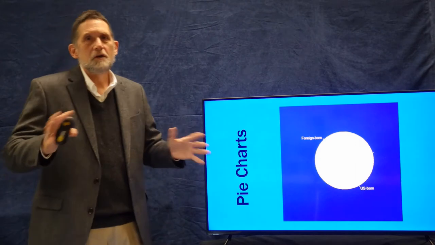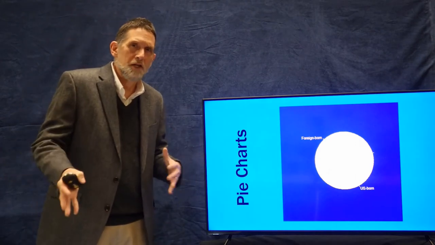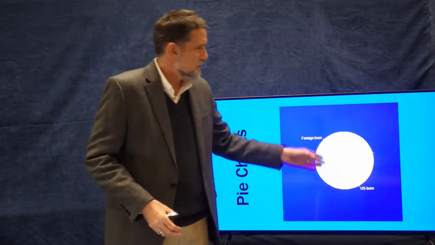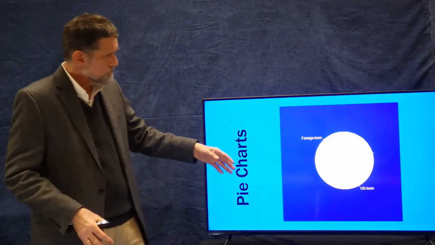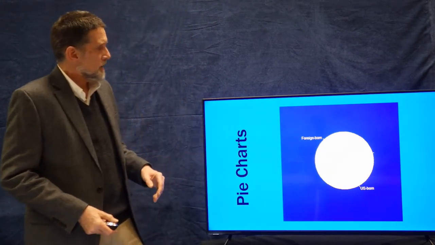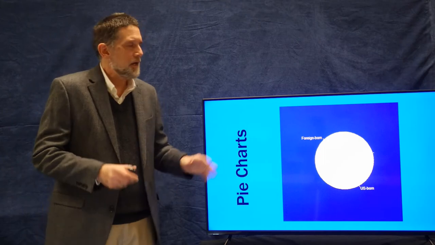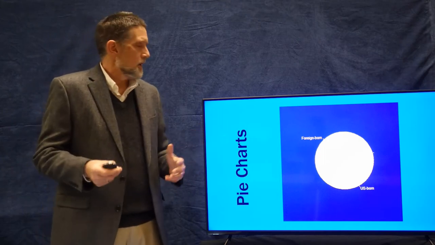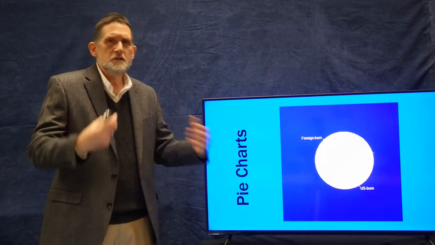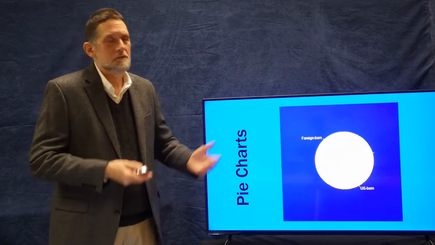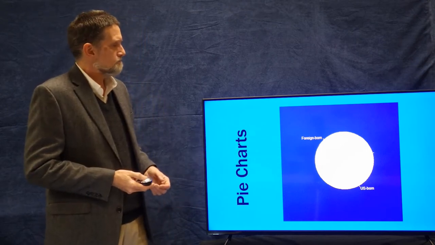They represent, again, the numbers or the percentages. It was about 33 and 67 percentages in each of those categories. Again, there are other ways to do pie charts. This is the very basic, simplest one. We'll get into others later.